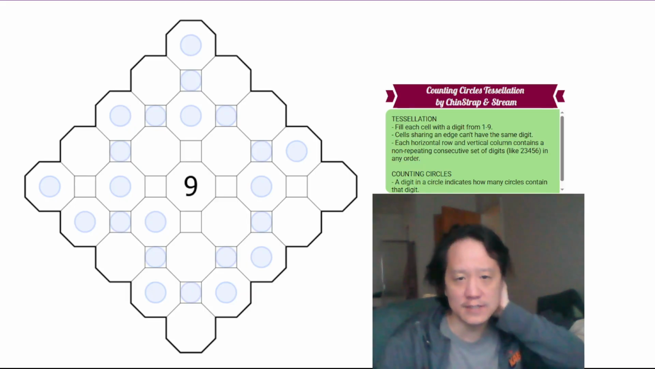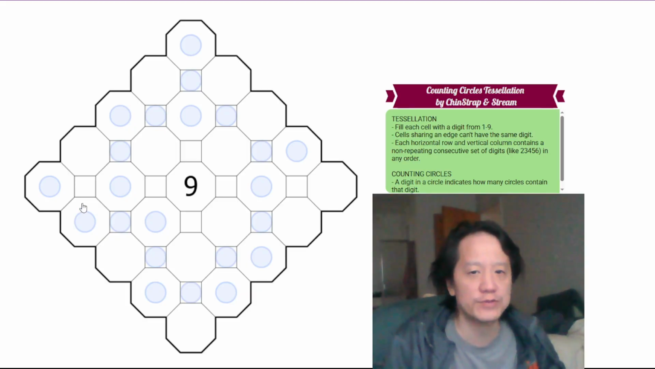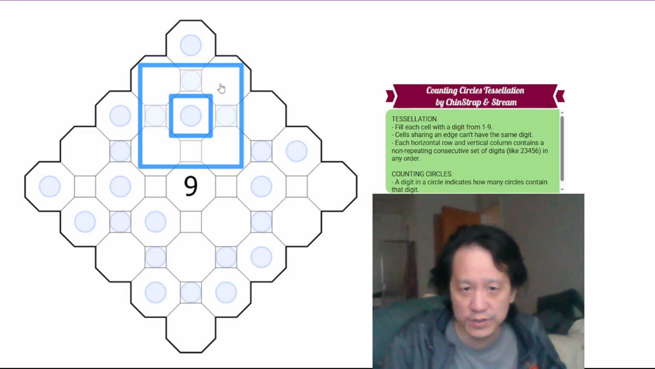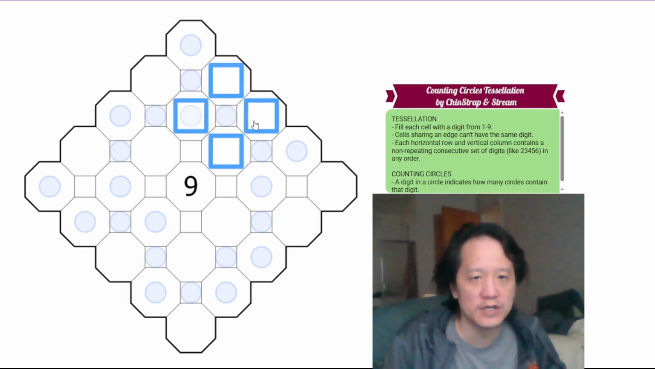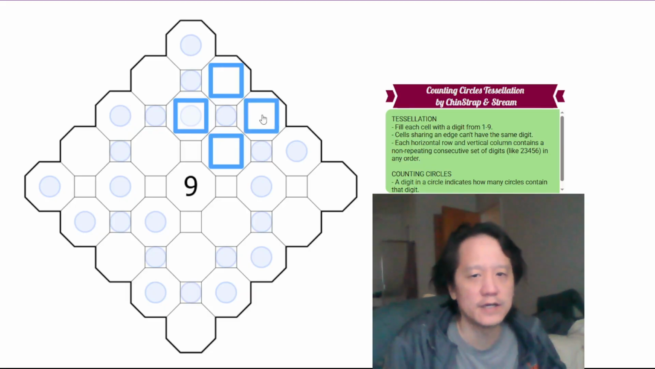We have a tessellation where we need to fill each cell with a digit from 1 through 9, and cells sharing an edge cannot have the same digit. So for example, this cell cannot have the same digit as the 8 cells that it shares an edge with. This cell can't have the same digit as the 4 cells it's sharing an edge with. And that's an example of how that works.